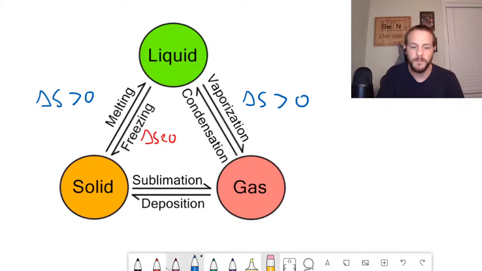And for condensation, right, what do you have? You have a gas, something that's very, very disorderly, condensing down into a liquid, which is much more orderly. Condensation would be a situation in which delta S would be negative. It would be less than 0.